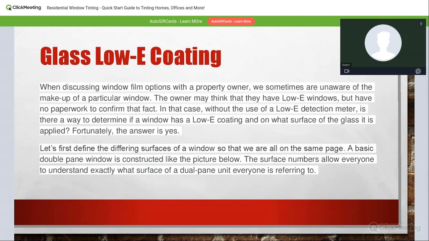When discussing window film options with a property owner, we are sometimes unaware of the makeup of a particular window. The owner may think they have low E windows, but no paperwork confirms that. Is there a way to determine how it actually is? A lot of guys will have a low E coating meter, which they can get on eBay, Amazon, all that kind of stuff.